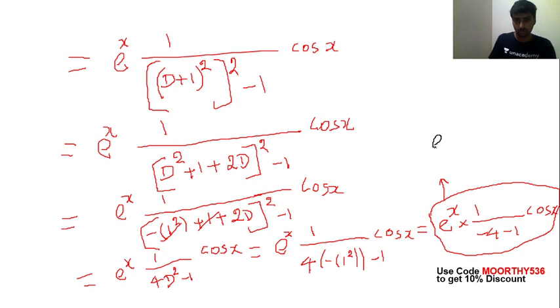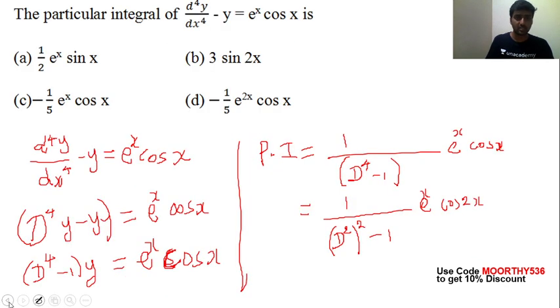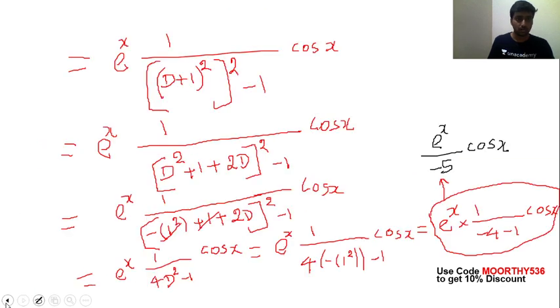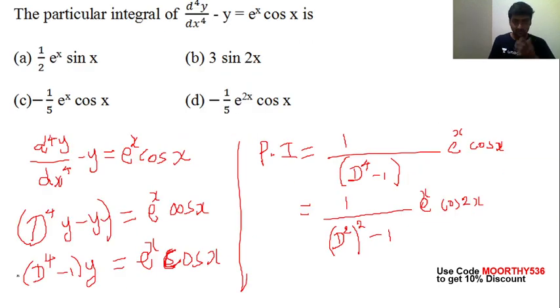e power x divided by minus 5 into cos x. As per discussion, the solution for the given equation is minus 1 divided by 5 into e power x into cos x. That is the solution. So here option C is the correct answer. I am marking C as the correct answer for the given question.